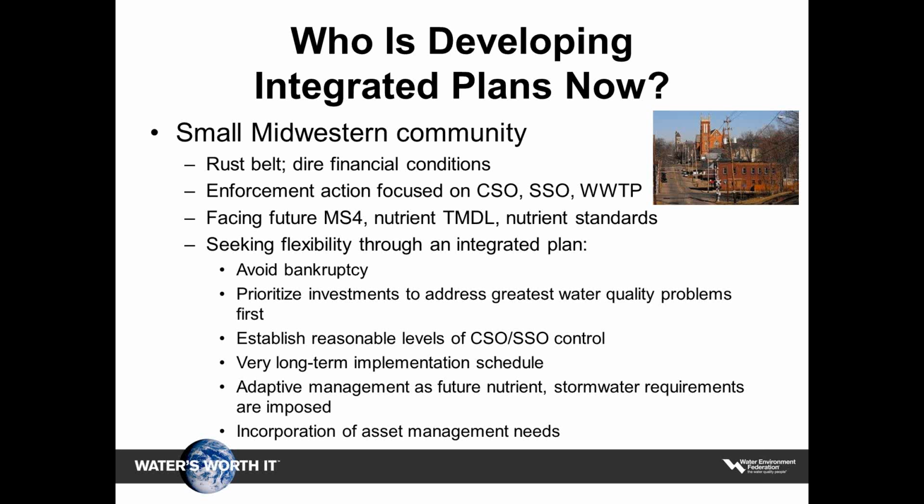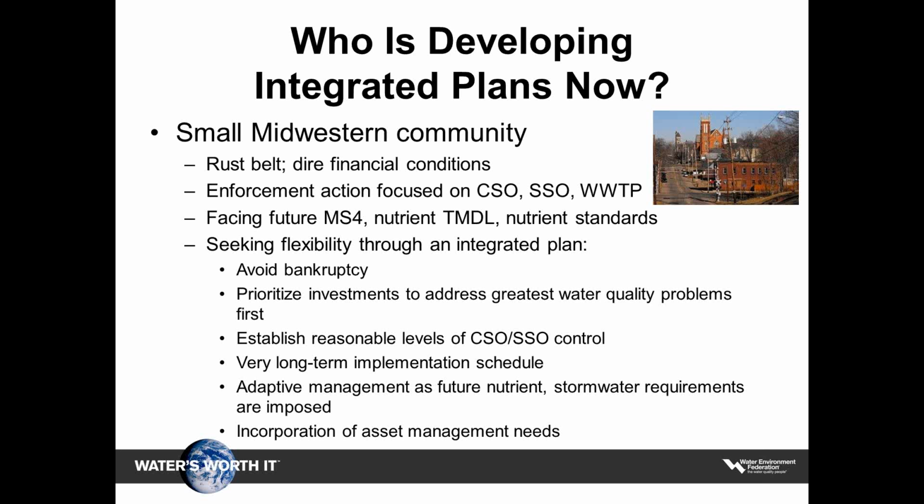So this small community is looking for a very long-term implementation schedule. They've looked not only at the agency's affordability guidance, but also at revenue requirements and their bonding capability, which has been hampered by economic conditions, to come up with a long-term implementation schedule. And they're looking toward the Integrated Planning Initiative to provide them the ability to use adaptive management as these anticipated future requirements come into play.